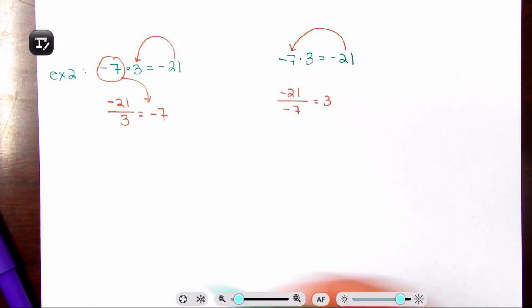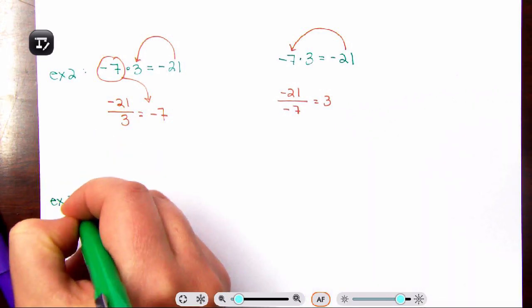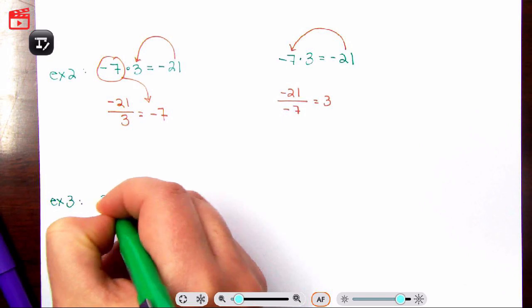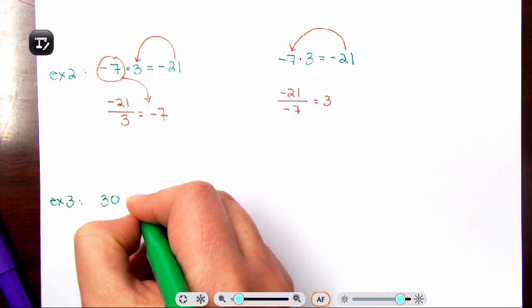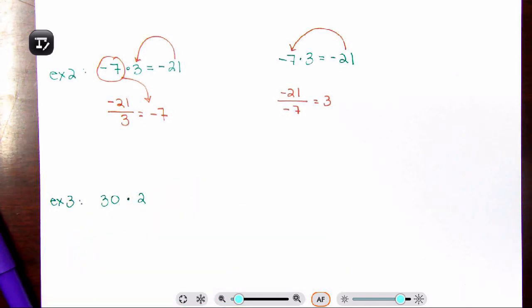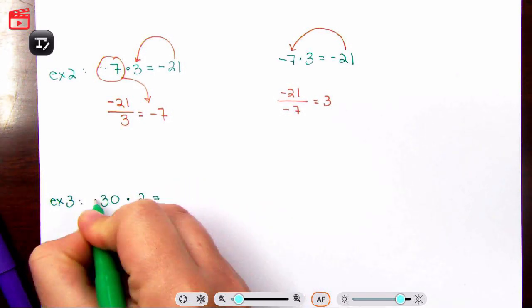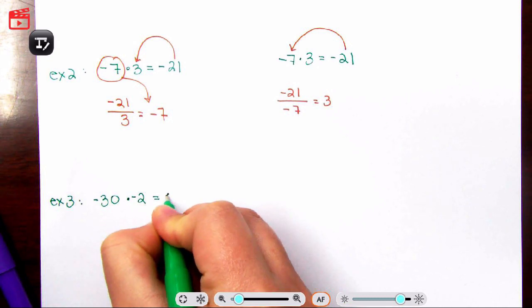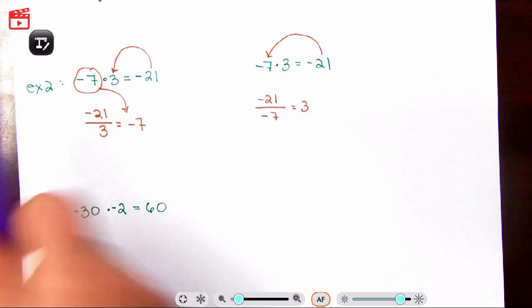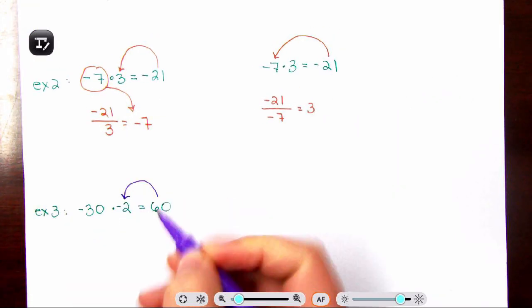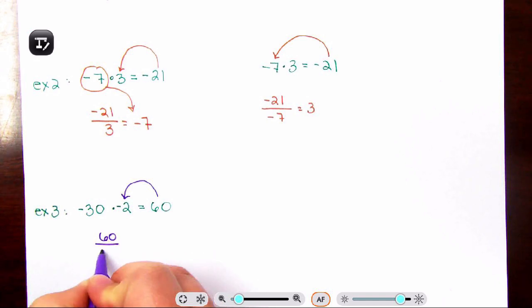Let's do example number 3. We're going to do 30 times 2, and I'm going to put both of them negative, is 60. So I know that if I have a negative times a negative, that means the signs are the same, and that means my answer is positive. Let's go ahead and write some division. So I have 60 divided by negative 2.